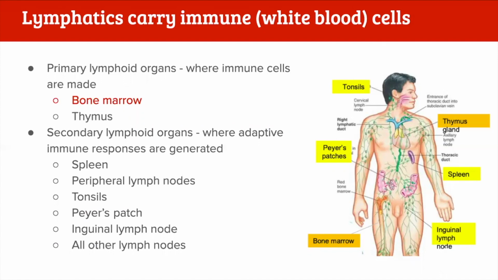In your lymphatic system, you have your primary lymphoid organs, which is where immune cells are made, and that includes your bone marrow and thymus. We'll talk a bit more about the bone marrow later. Then your secondary lymphoid organs are where adaptive immune responses are generated. This includes your spleen, peripheral lymph nodes, tonsils, etc. And you can see in this diagram here where the locations are.